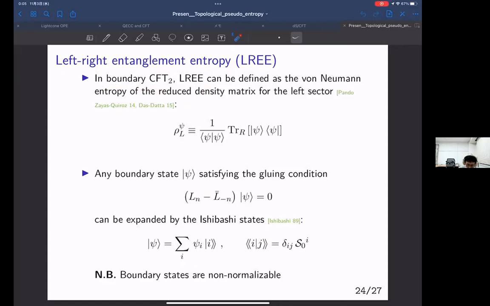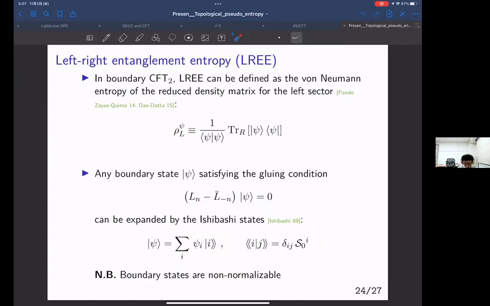In boundary CFT, we have a boundary state, psi. Boundary states need to satisfy the so-called gluing condition, a condition that any boundary state has to satisfy. CFT has a chiral and an anti-chiral part, a left part and a right part. You can take a trace over the right part, and then define the reduced density matrix with respect to the left part, or holomorphic part. Any boundary state can be expanded by the Ishibashi states like this, and the Ishibashi states are normalized in this way. But I should emphasize that the Ishibashi state is not normalizable.